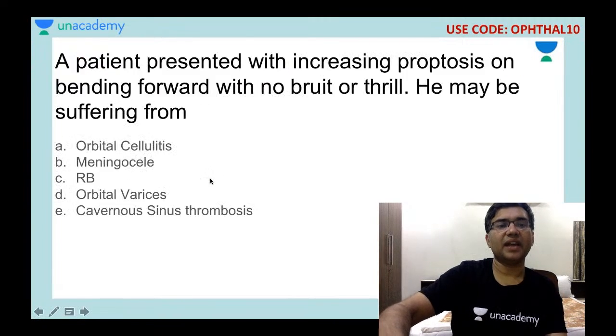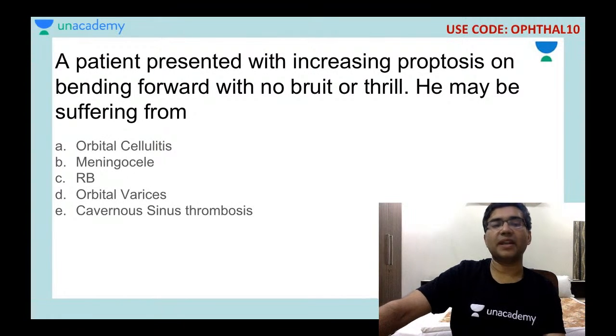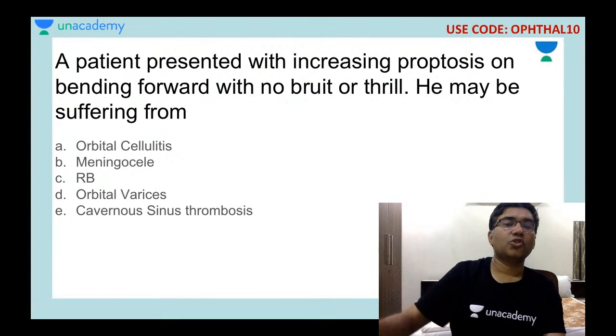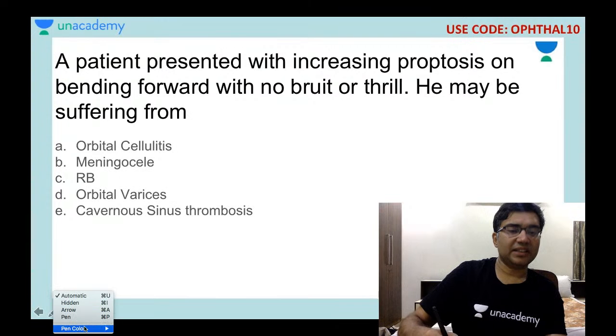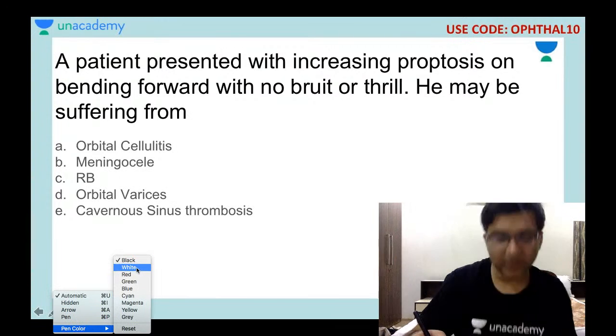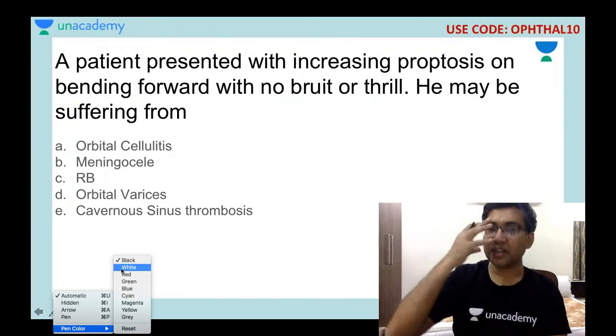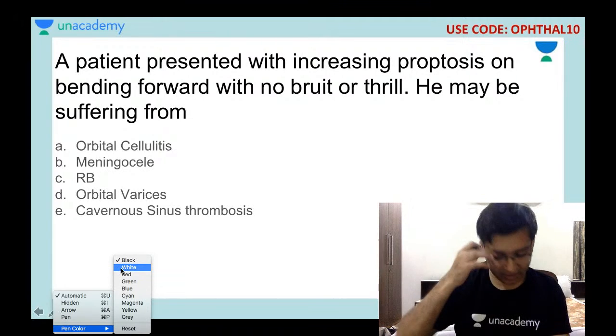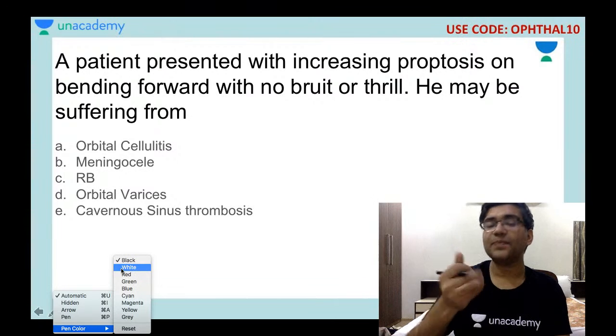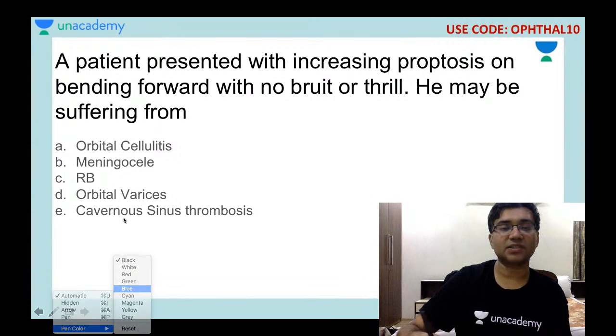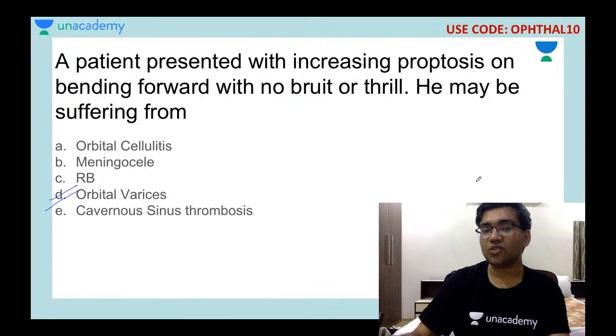Then we have the next question. A patient presented with increasing proptosis on bending forward with no bruit or thrill. He may be suffering from orbital cellulitis, meningocele, retinoblastoma, orbital varices, or cavernous sinus thrombosis. As I told you, the patient is bending forward. When he is bending forward, there is an increased flow of the blood in the varices, which is causing the increase of your proptosis. So the answer here is D, that is orbital varices.